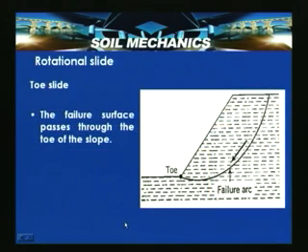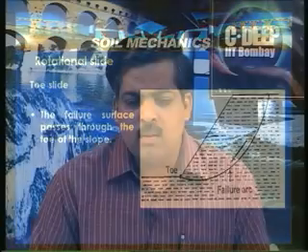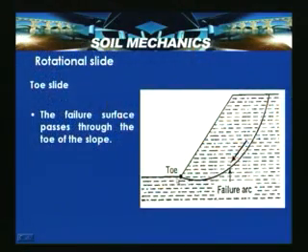Then the other type of the rotational slide is toe slide. In toe slide, the failure surface passes through the toe of the slope. This type of failure can occur if there is an embankment, a man-made embankment, constructed with poor quality material or with poor compaction conditions. So, the failure passes through the toe of a slope.